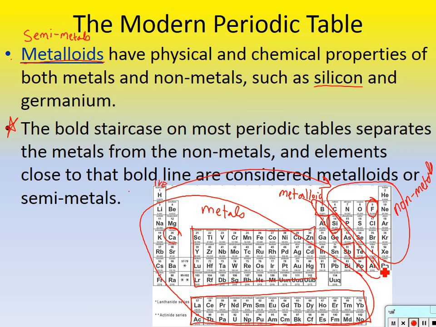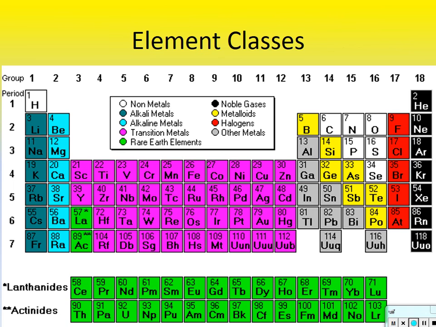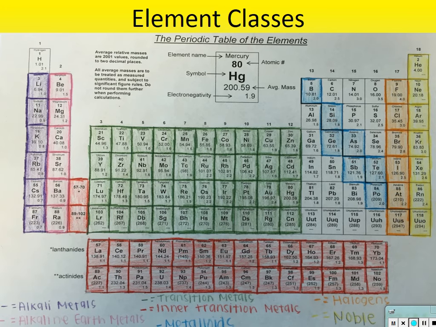What do we call this family? Halogens. What do we call this family? Noble gases. What do we call it if it's above the staircase? All of these guys. Non-metals. What do we call it if it's below the staircase? Metals. What do we call it if it's touching the staircase? Metalloids. Okay. Very good. Okay, so we're going to make a periodic table that looks like this.